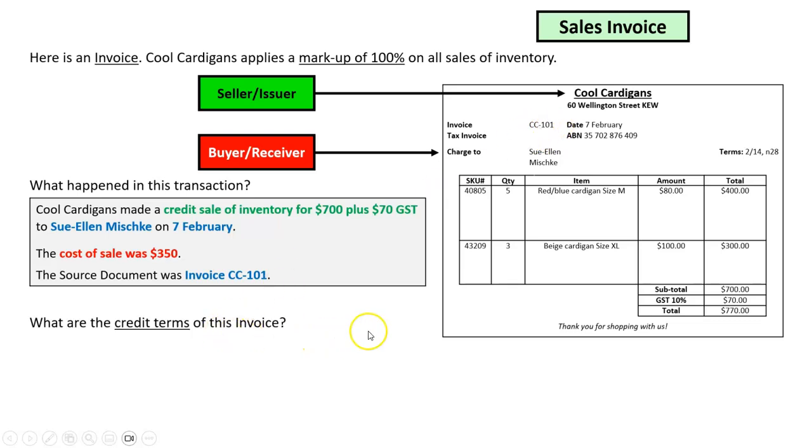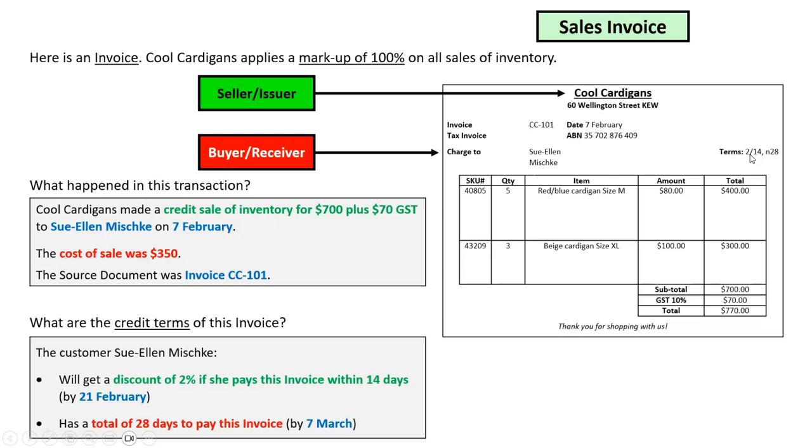What are the credit terms of this invoice? So this is the little numbers here, 2-14 and N28. The customer, Sue Ellen Mishke, will get a discount of 2% if she pays this invoice within 14 days. Now, in this case, that would be if she purchased on the 7th of February, 14 days after that would be the 21st of February. And she has a grand total, N28, that means 28 days to pay this invoice. And 28 days past the 7th of February is the 7th of March.